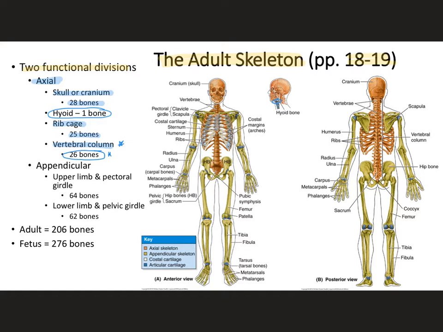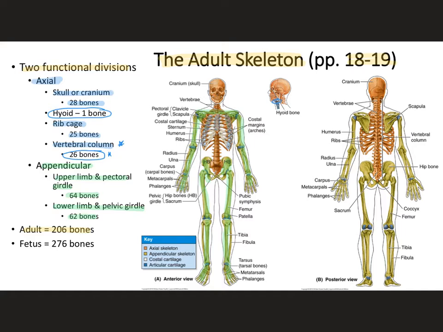Then there's your appendicular skeleton. And your appendicular skeleton consists of the upper limb and the pectoral girdle. And there are 64 bones total. So that's in both upper limbs. And then the lower limb and the pelvic girdle has 62 bones. Now, the adult has 206 bones total, typically.